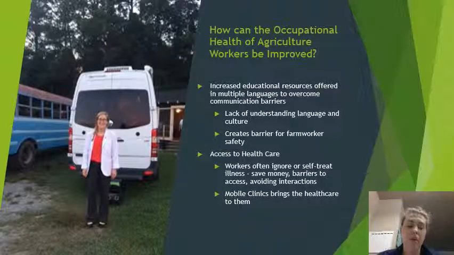Through my research, I did find that there were quite a few occupational hazards that an agricultural worker has an increased exposure to, and this in turn affects their health outcomes. There are many areas that need improvement to really help the agricultural worker.